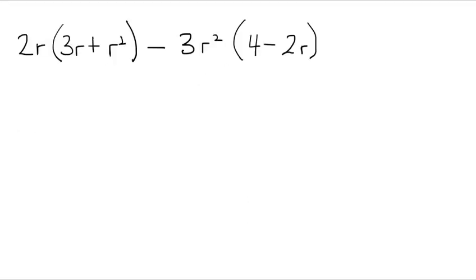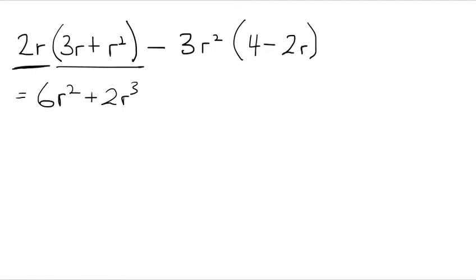Let's have a look at a second example. A little bit more complicated, but it follows on quite nicely, the same concepts. So everything on the inside of the bracket is multiplied by this term here. So 2 times 3 will give us 6. I'm sure you got that. And then r times r will give us r squared. 2r times r squared will give us plus 2r cubed.